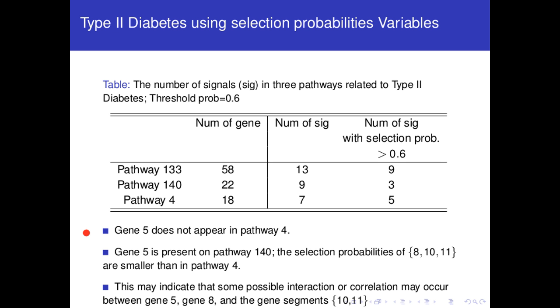Gene 5 does not appear in pathway 4. Gene 5 is present in pathway 140. The selection probabilities of 8, 10, 11 are smaller in pathway 4. This may indicate that some possible interaction or correlation may occur between gene 5 and these genes.